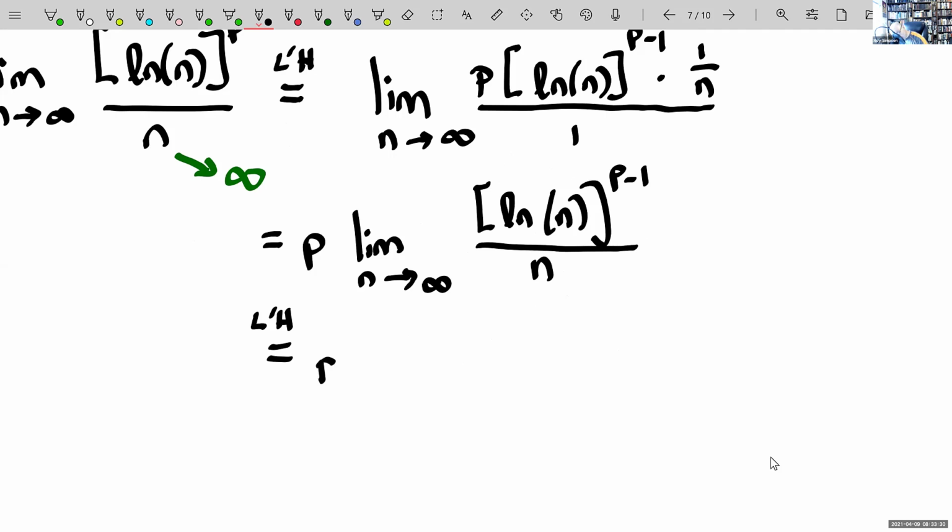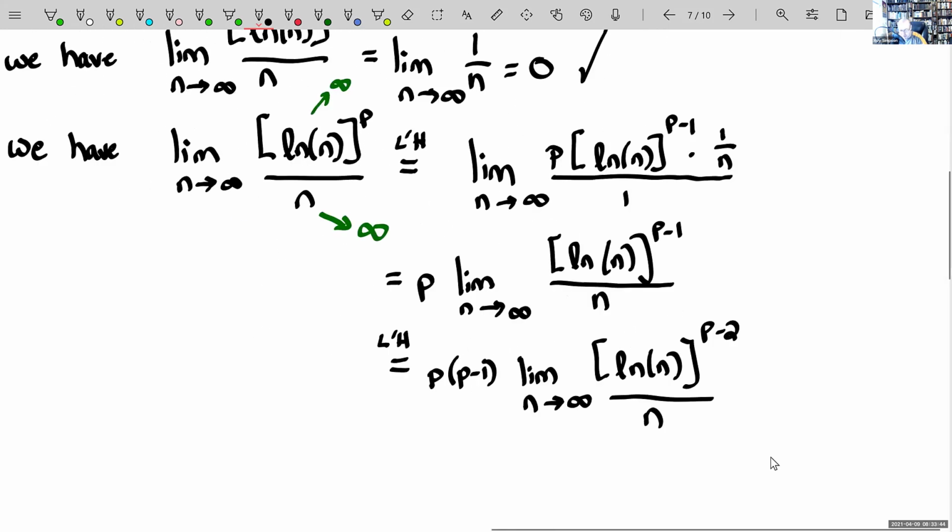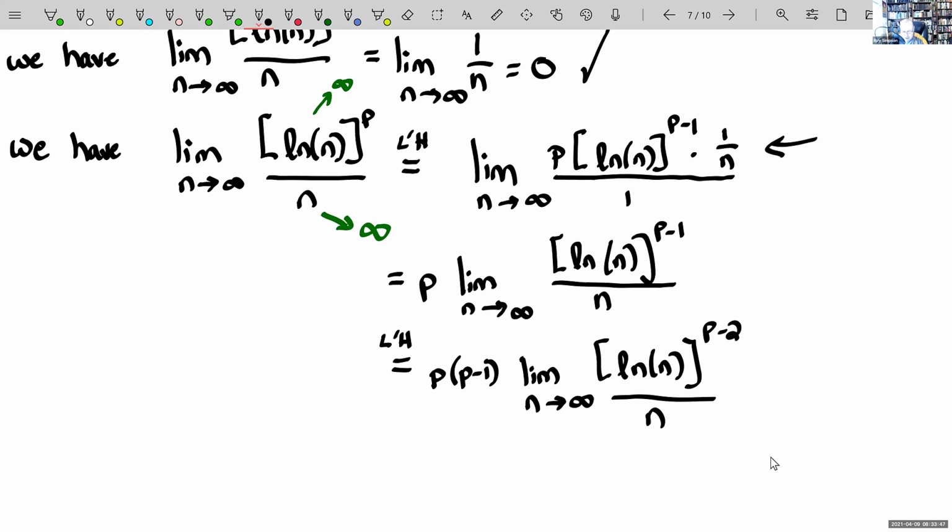And if you use L'Hopital's rule again, you get p times p minus 1 times the limit as n goes to infinity of the natural log of n to the p minus 2 over n, because it's going to be the same exact derivative as above. The only change between here and what you had previously is that the power will be the p minus second power and a p minus 1 will be brought out front. And you could do this all day long until you get rid of all powers of p. If p is an integer, this will eventually limit out.